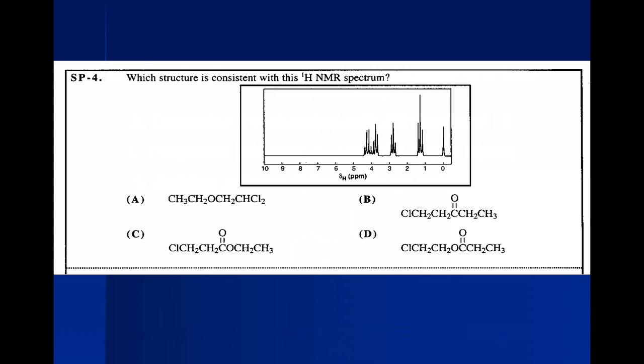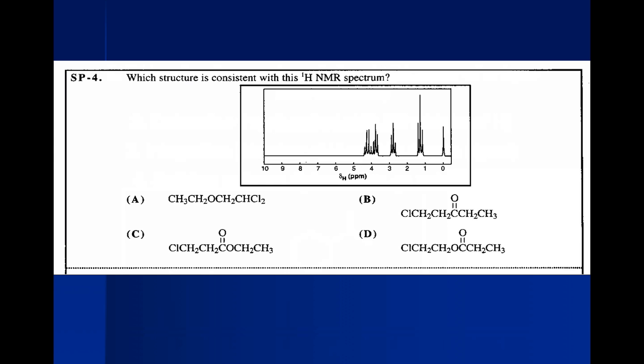They are 2 separate signals that are really close to one another. So how many do we see? We see 4 because we ignore the one at 0, right? Can we eliminate anything based on that information alone? Can't eliminate just based on the number of signals. Okay? So now we got to go through and really do some work, right?